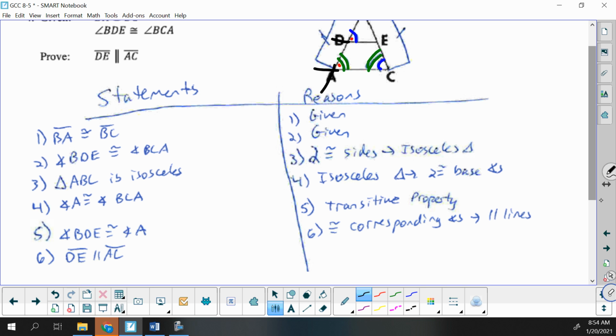If you want to prove something's parallel, you want to do whatever you can to get either congruent corresponding angles or congruent alternate interior angles.